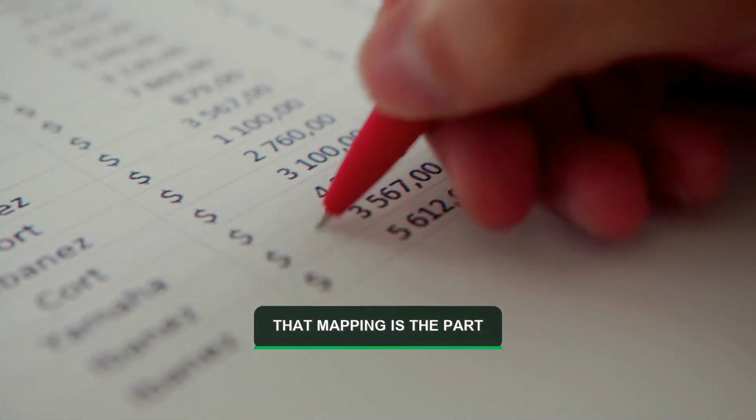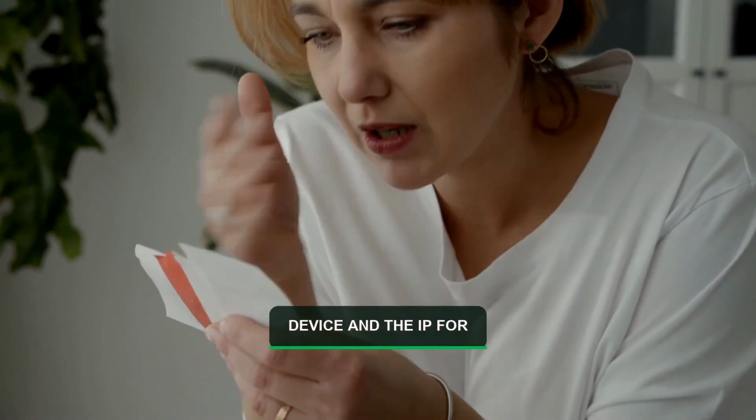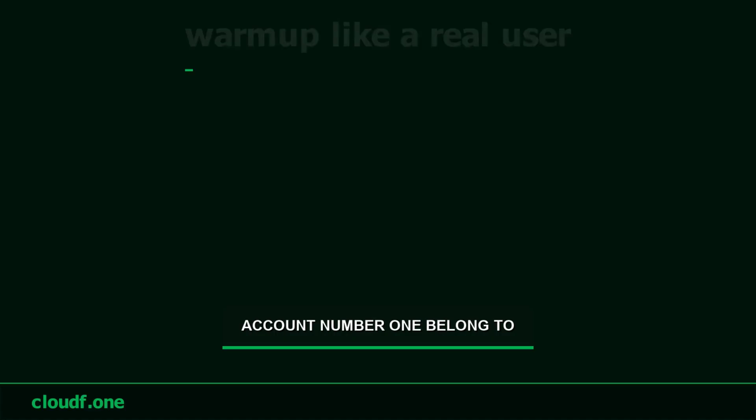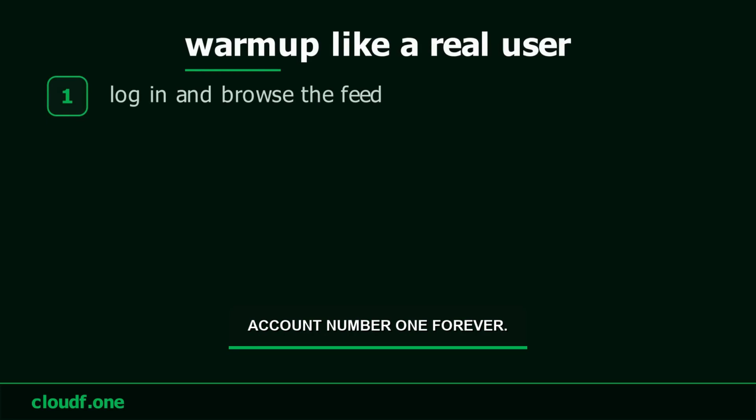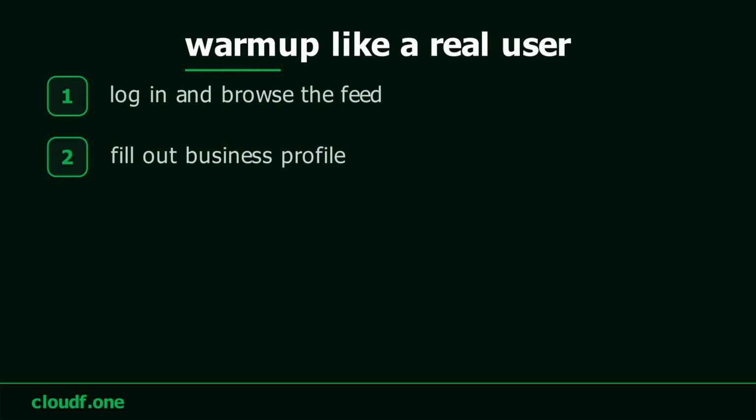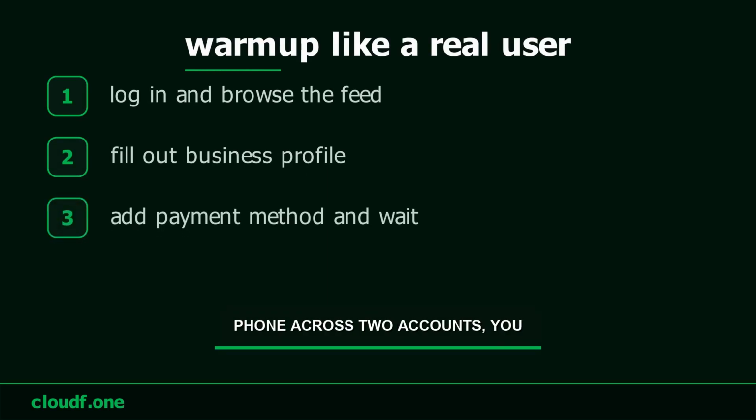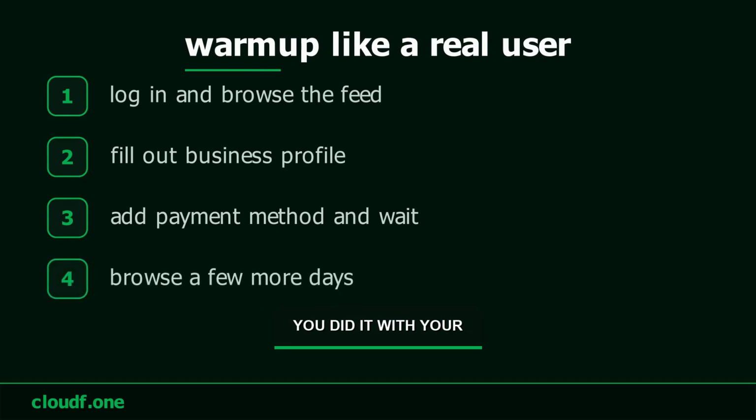That mapping is the part most people miss. The device and the IP for account number 1 belong to account number 1 forever. You never log account number 2 into that same phone. The moment you share a phone across two accounts, you have built the link you were trying to avoid, and you did it with your own hands.